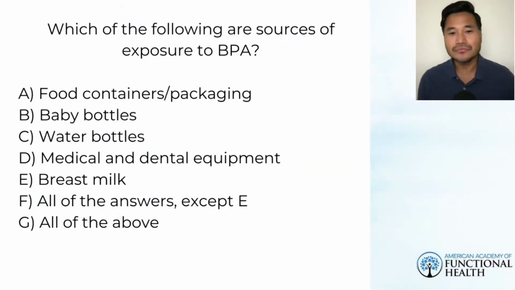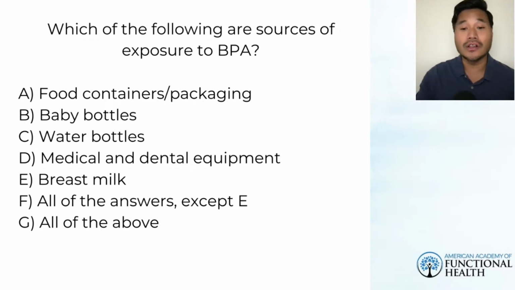So with this one specific chemical, BPA, where is it found, right? Let's do a little quiz to find out exactly where bisphenol A is found. Let's pop up this question. Which of the following are sources of exposure to BPA? 1, food containers and packaging. 2, baby bottles. 3, water bottles. 4, medical and dental equipment. 5, breast milk. 6, all of the answers except for 5. Or 7, all of the above.